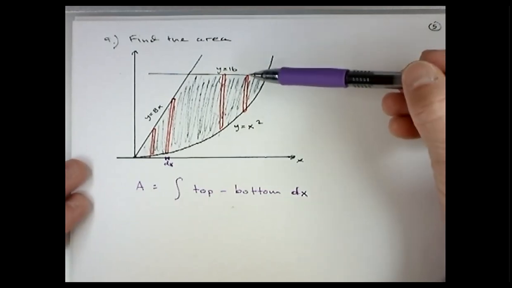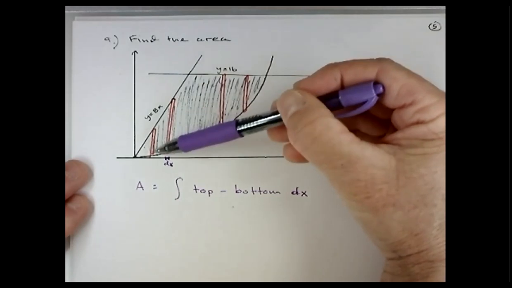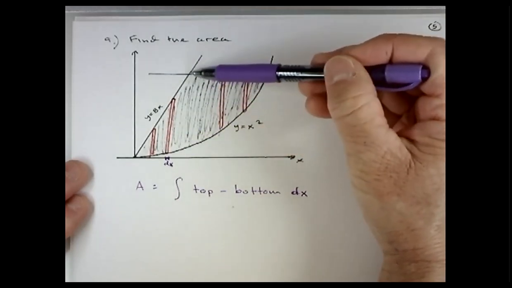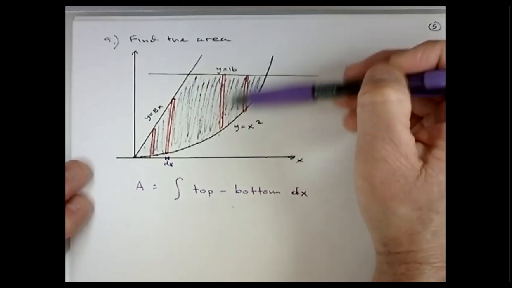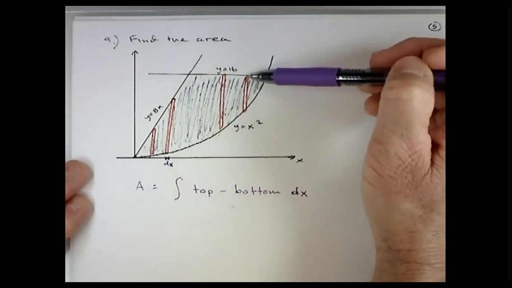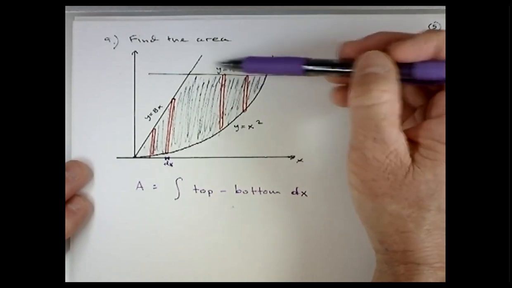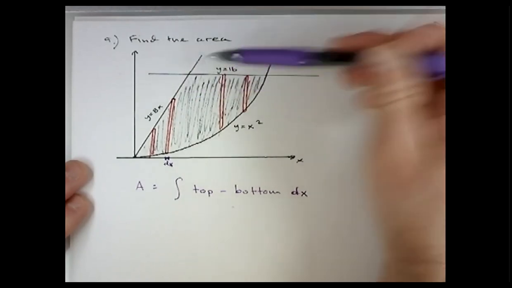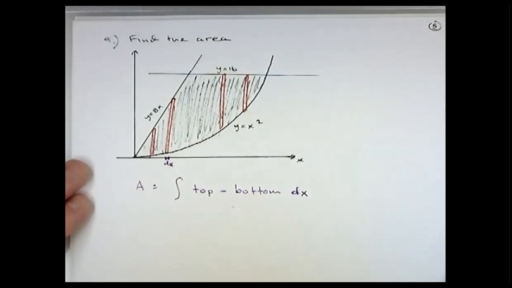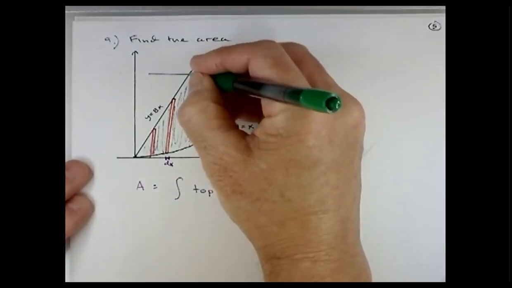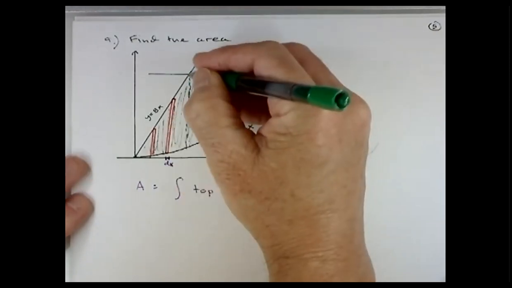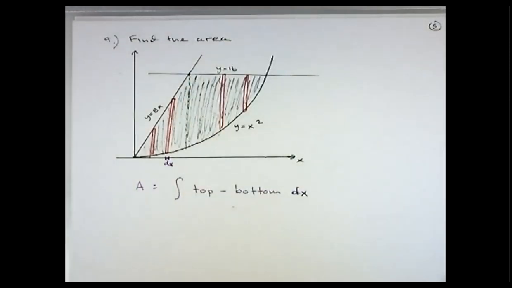And our issue here is these rectangles hit y equals 8x on the top, but as I move past this intersection point, the following rectangles always bump into y equals 16 on the top. So I have a different top function. And if that happens, what we're going to need to do is split this up into two integrals. This is going to be our dividing line right here. And I guess I should find out that point, huh? Okay, let's do that first.